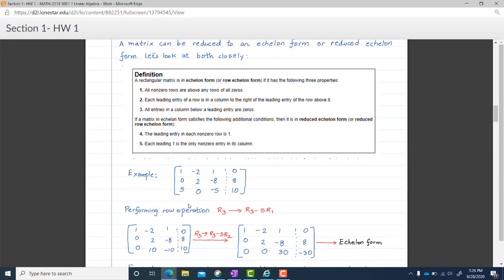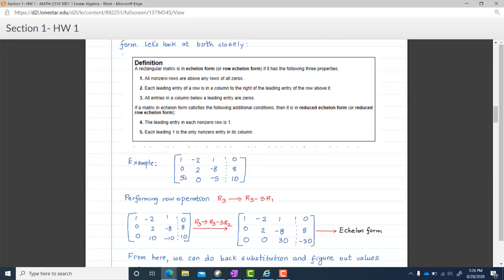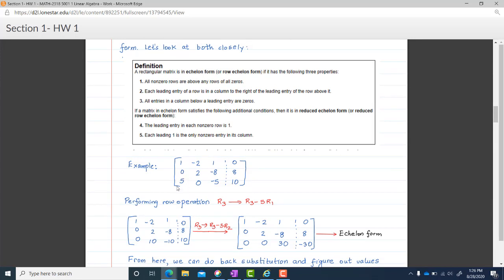For example, this is the matrix given. First of all, I would like to convert this 5 right here to 0. So that's what I did: R3 changes to R3 minus 5 R1. You multiply 5 by R1 and subtract it from R3. So now you're doing scaling and then subtracting one row from the other. That's how your row 3 changes: 0, then 10, then minus 5 minus 5 is minus 10, and 10 minus 0 is 10.